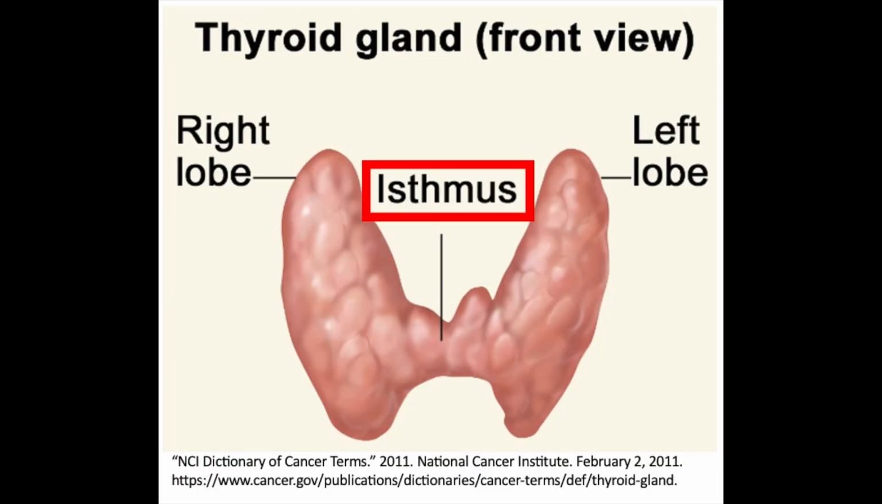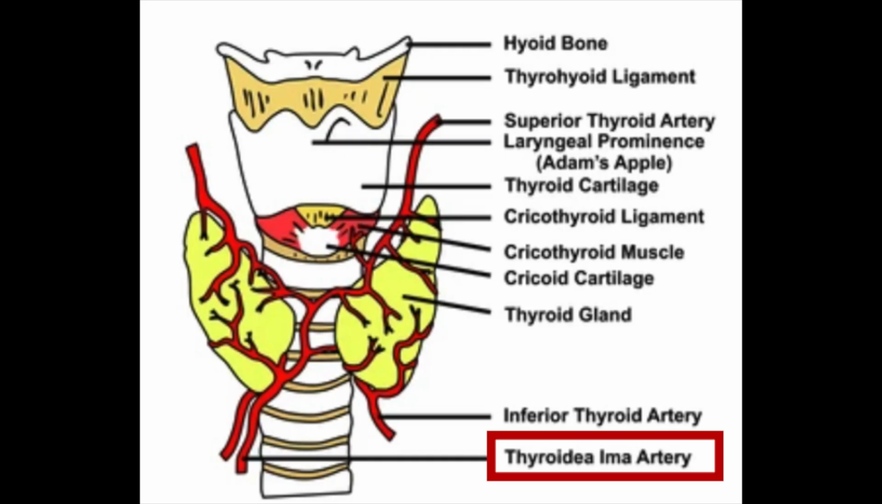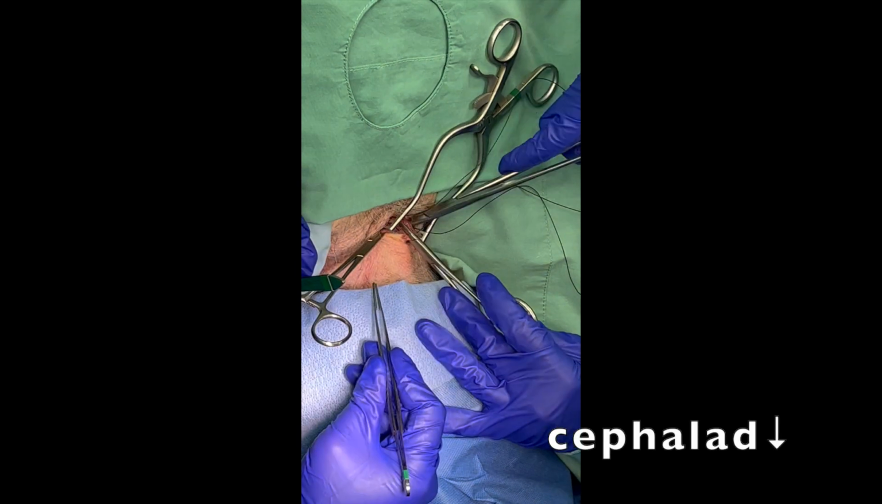If cautery is not available, you may need to tie off the thyroid. There are a few ways that you can do this: a large single silk tie around each lobe, a running stitch, or a Blaylock stitch, which is a running horizontal suture in 2 layers. As previously mentioned, a small percentage of patients have a thyroidea ima artery, which must be identified and safely ligated.